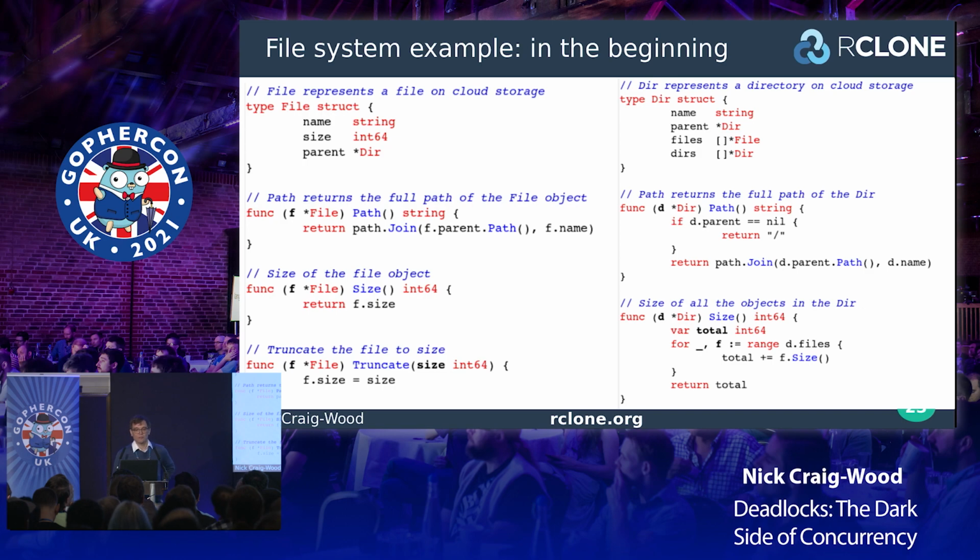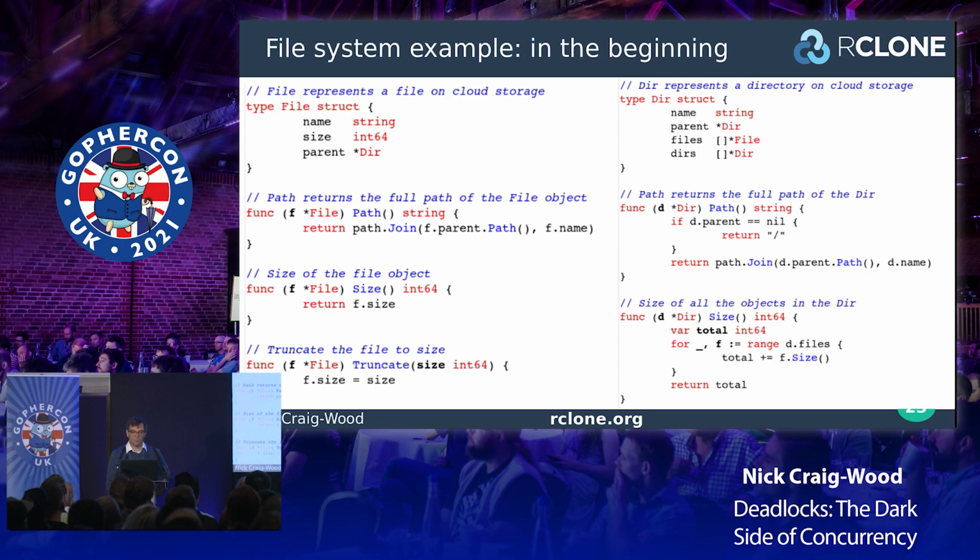Here's an example I'm going to use quite a few times. Hopefully that is legible at the back. It's a simplified example from rclone's FUSE-based file system for mounting remote cloud storage as if it were a local disk. On the left, you can see the definition of the file struct. It has a name, size, and parent directory. It has a path method, which returns the full path of the file, and it needs to ask its parent directory for its path in order to do that. It has a size method to return its size, and a truncate method, showing how the size of the file might get mutated.